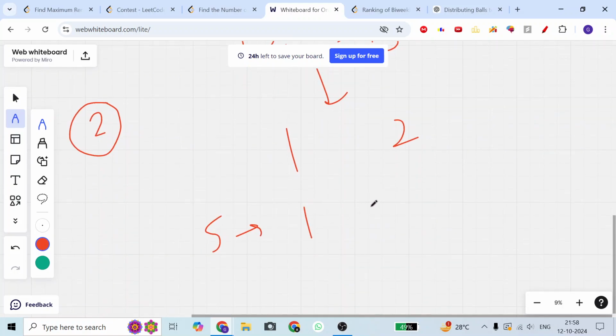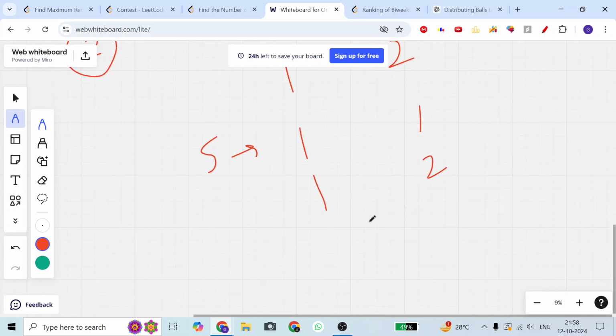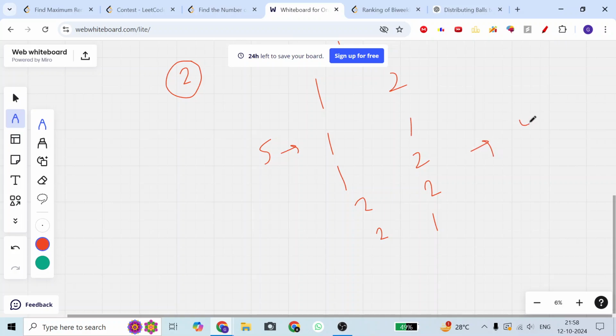I can give score 1 to this, score 1 to this. I can give score 1 to this, score 2 to this. I can give score 2 to this, score 2 to this. I can give score 2 to this, score 1 to this. How many possibilities? 4 possibilities.